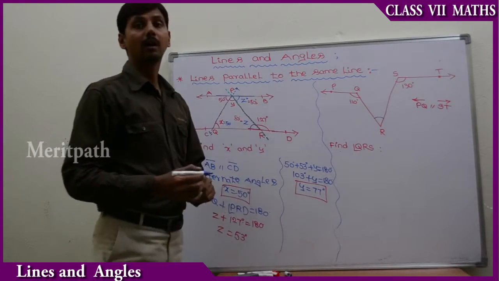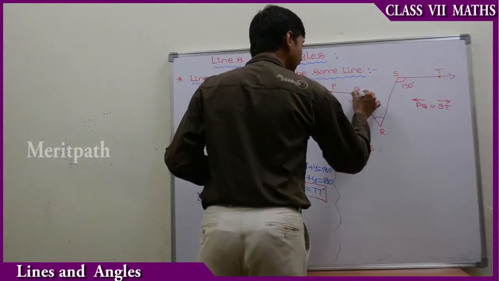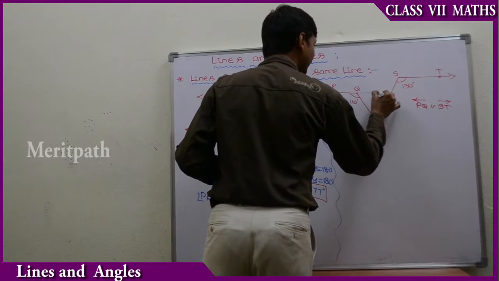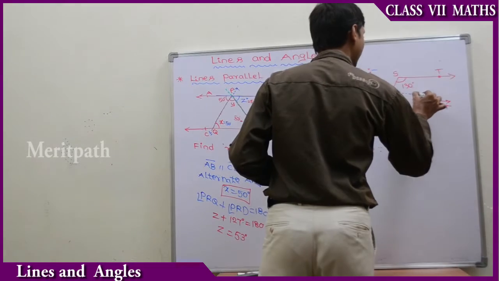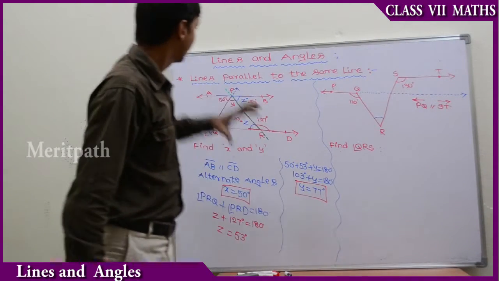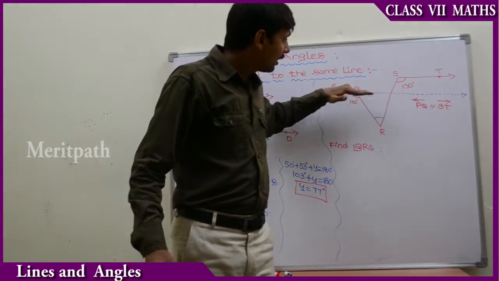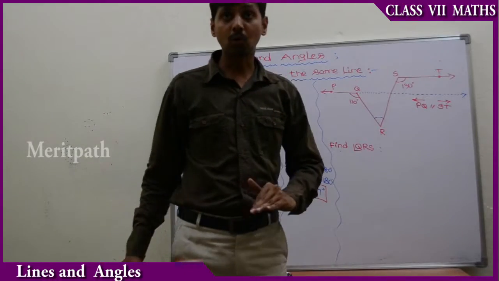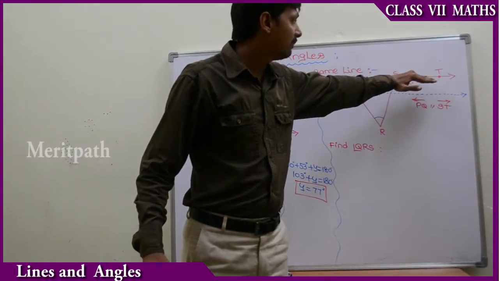So let's extend this line. PQ is a ray, and let's draw it. Let's extend this line here, and this extension of the line will be parallel to the same line. So this is the concept: line parallel to the same line. We have drawn a line parallel to the same line, so we extend this line, and this line is also parallel to the same line ST.